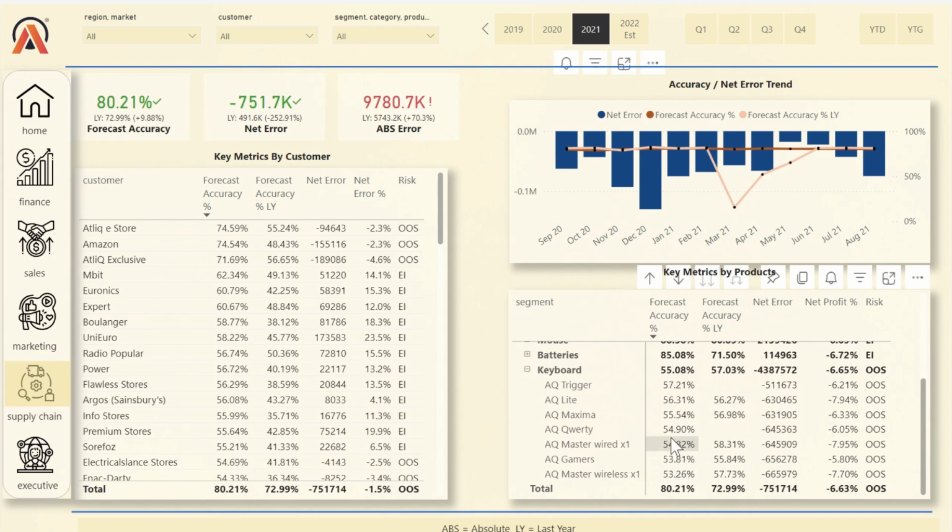And talking about the particular keyboard, it's this one. So 53 looks like this one. So AQ Master Wireless keyboard is having the least forecast accuracy percentage. So you can get insights like this from the supply chain view, and it is very beneficial for the supply chain department. So having said that, now let's jump to the executive view.